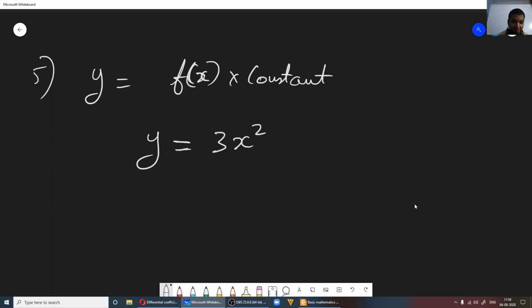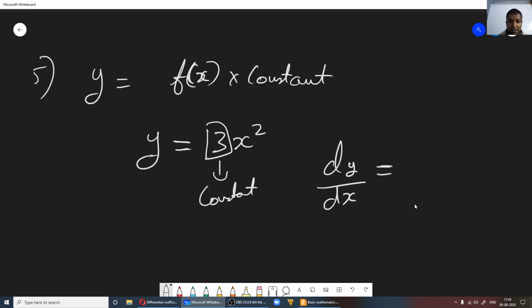Okay, so 3x square, it is no doubt that it is a function of x, right? Now in this case, you can take this 3 as a constant. Okay, so you can take this 3 as a constant, then dy by dx. We'll actually write it as the constant first.